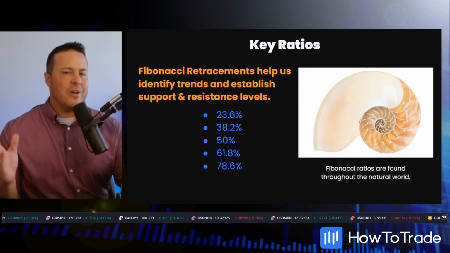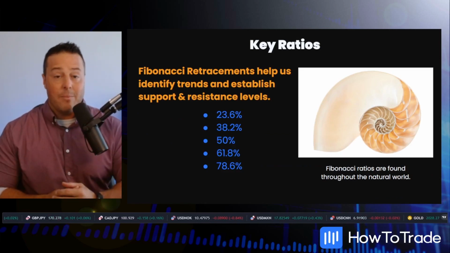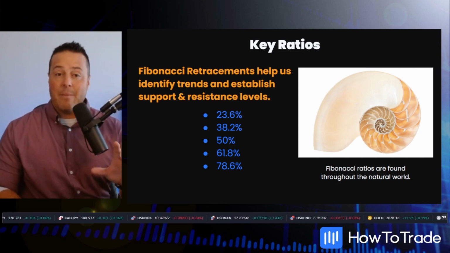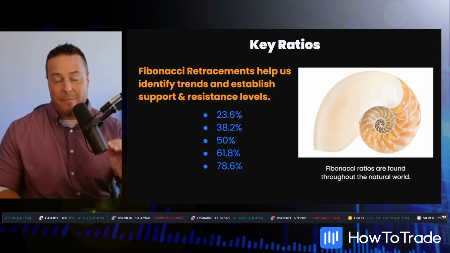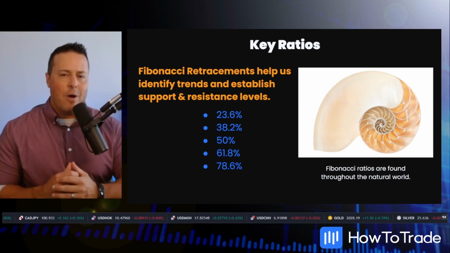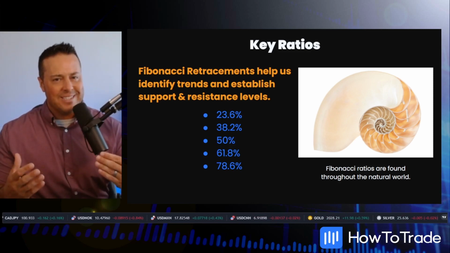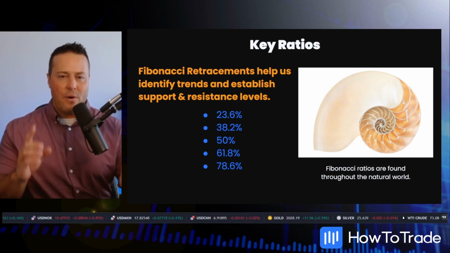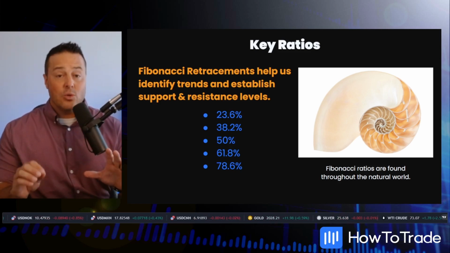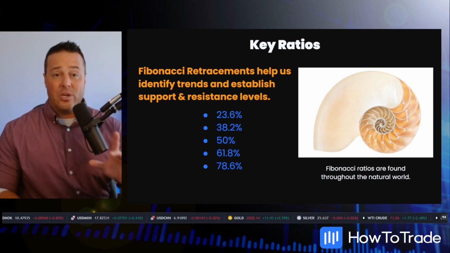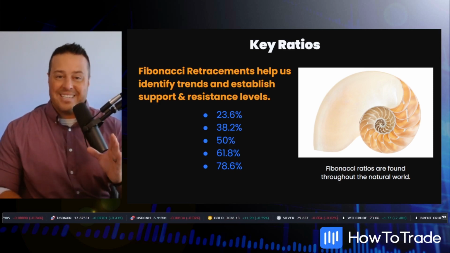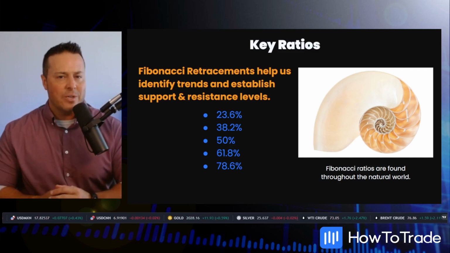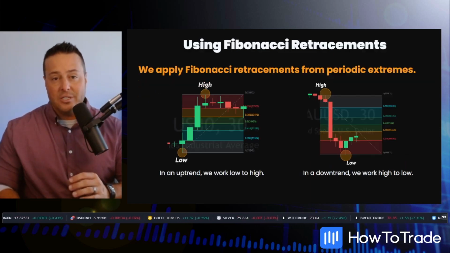Now, Fibonacci retracements serve two primary purposes in the market. First, they help us to identify trends. This is done by examining the location of price with respect to the Fibonacci levels. Second, they help us establish concrete support and resistance zones that we can actively trade. For the purposes of our discussion, we're going to focus on the most important ratios: 23.6%, 38.2%, 50%, 61.8%, and 78.6%. These will be the basis for our Fibonacci retracement levels and trading methodologies.